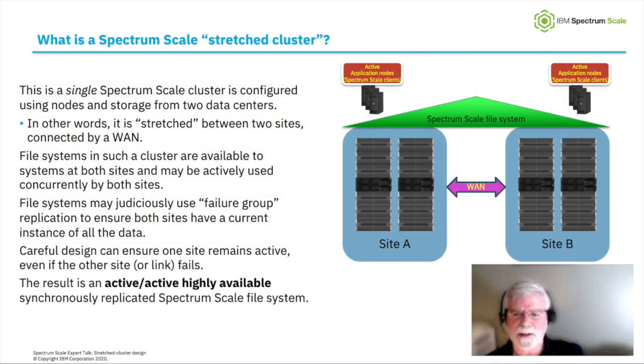So a Spectrum Scale Stretch Cluster is a single Spectrum Scale cluster with storage and systems in two sites. Those sites might be two different data centers connected by a WAN, or they may be two different buildings on the same campus, or even two data halls in the same building. The file systems in such a cluster may be actively used by applications at both sites concurrently, and a file system may be configured so that each site holds the complete contents of that file system. So with careful design, an entire site may fail, yet the other site continue using the file system without interruption.